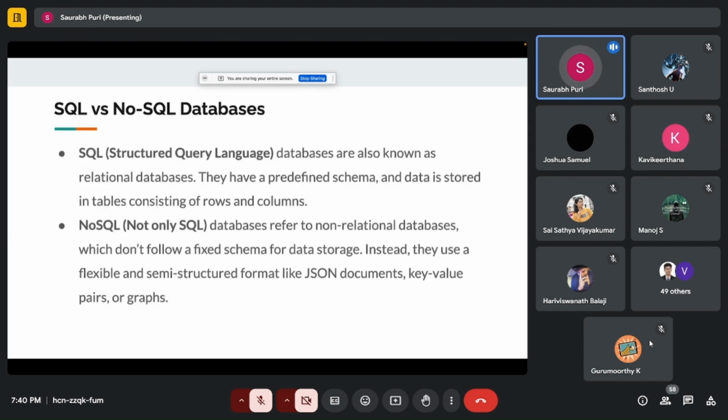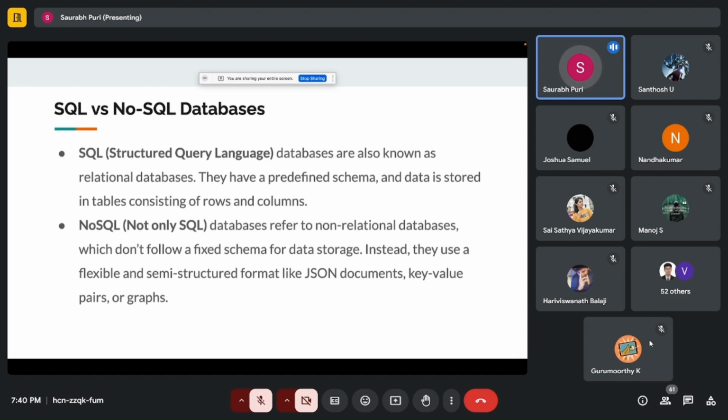So basically, how many kinds of database do we have right now? We have two kinds of databases, SQL and NoSQL. What we learned yesterday is that SQL is Structured Query Language and NoSQL is not only SQL, that is, non-structured query language basically. SQL databases are also known as relational databases, as we read yesterday.